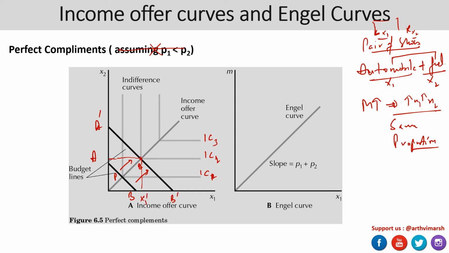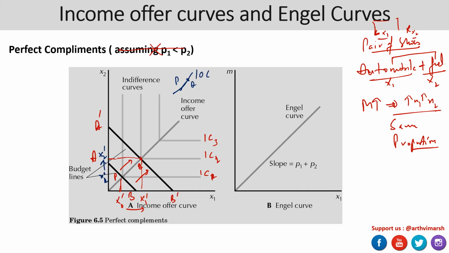Your x1 prime is going to be, from x0 prime to x1 prime, the increase will be equal to that of x2 naught to x2 prime, right? So it will be in the same proportion. So this is how your demand for x1 and x2 is getting affected in case of perfect complements, that both are going to witness the same proportionate increase along the income offer curve. That is, your point P and point Q is going to increase proportionately in the income offer curve.